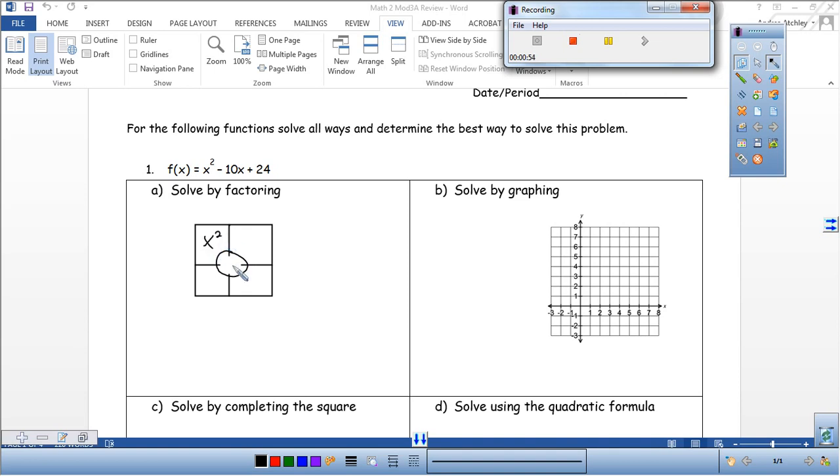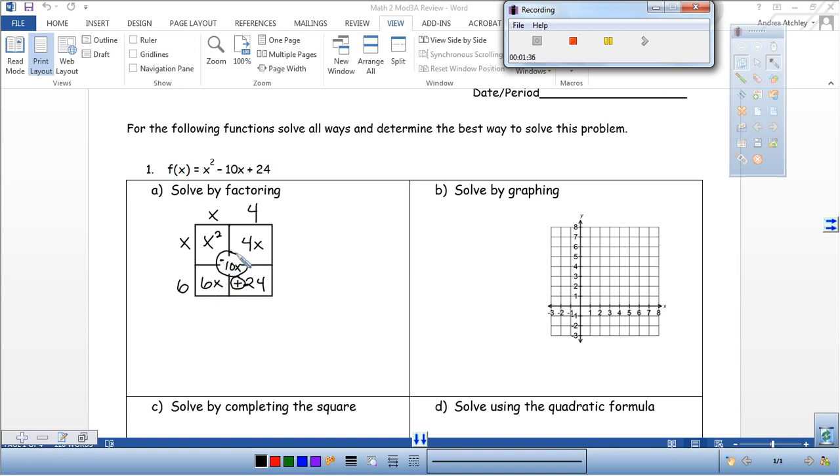X squared goes here, 10x goes here, and it's a negative 10x, and then 24 goes here. So what multiplies to x squared is x times x. Now it multiplies to 24. You could have 6 and 4, 8 and 3, 2 and 12. I know how to factor, so I'm going to put 6 and 4. So 4 times x is 4x, and x times 6 is 6x. This is a positive, so I know I'm adding 4 and 6 to get 10.